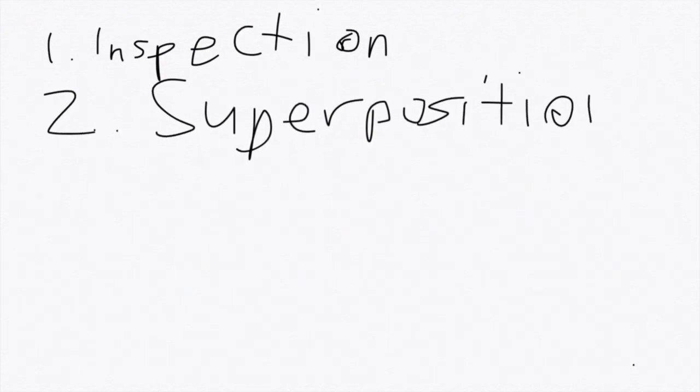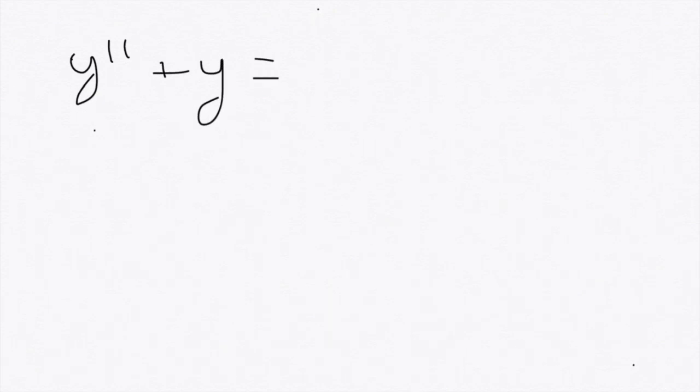And so let's just get started. So first we're going to go over inspection, then we're going to go over superposition, as the two things are quite interdependent on each other. Let's have a differential equation, y double prime plus y equals 0.